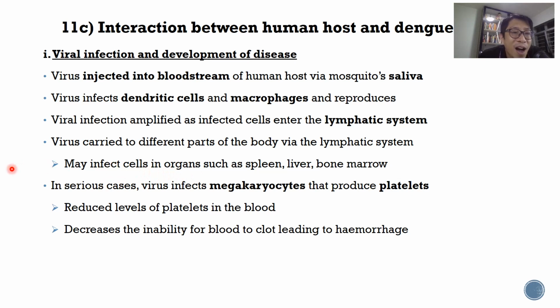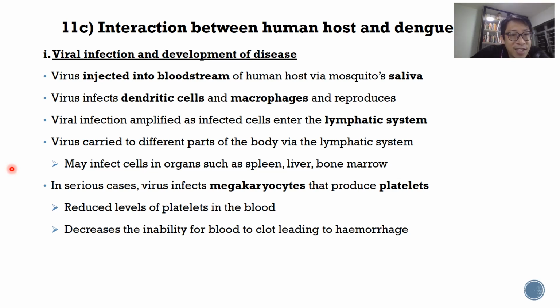So it has been found that besides the dendritic cells and the macrophages, the dengue virus is in some cases also able to infect cells in the organs, such as the spleen, liver, and bone marrow. So it's quite broad in terms of the type of host cells the dengue virus can infect.